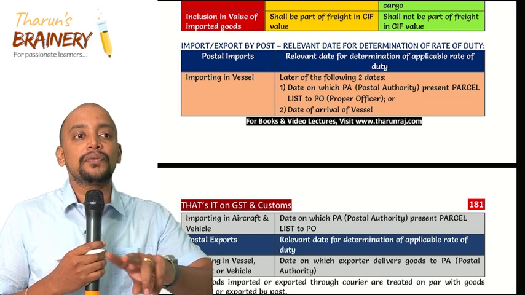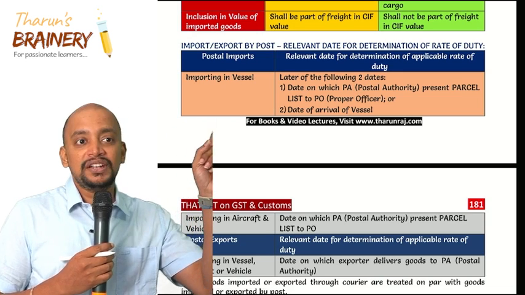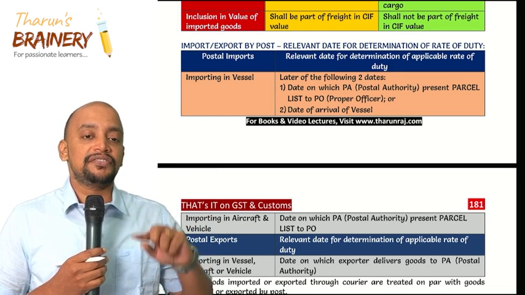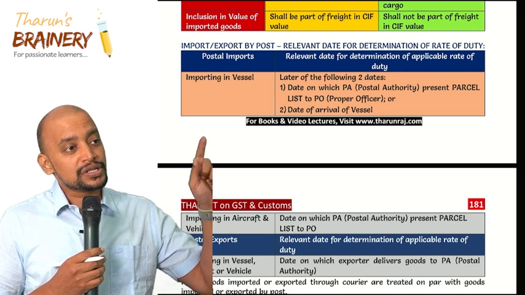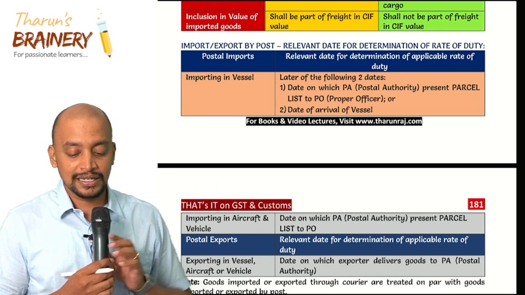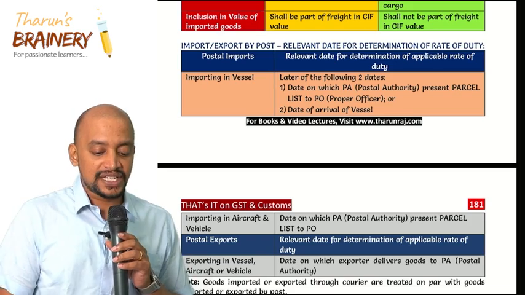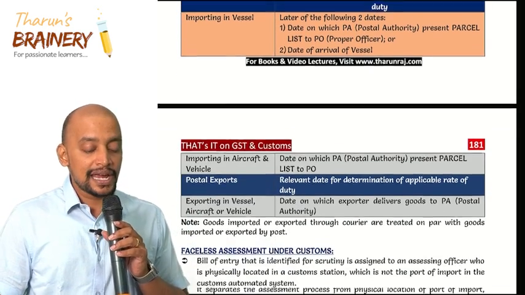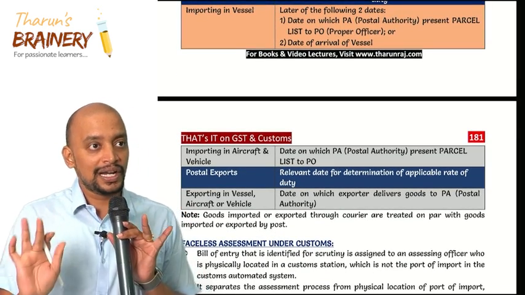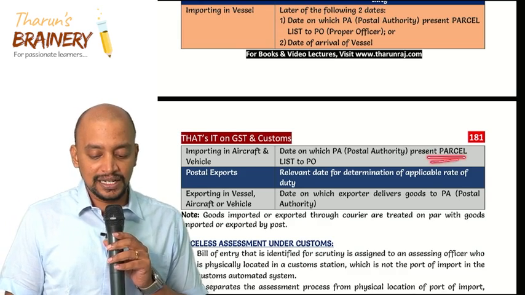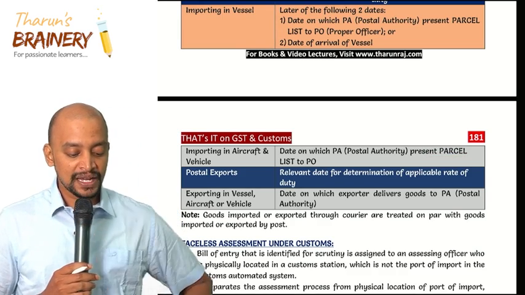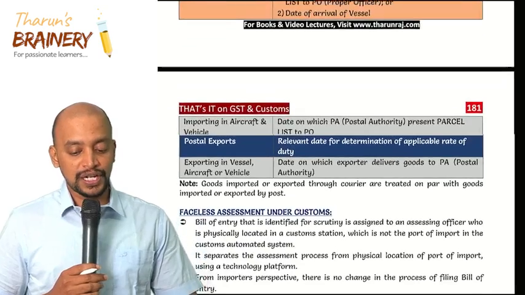That is as equivalent to bill of entry. Normally we file bill of entry, na. Instead of we filing bill of entry, postal authority will submit the parcel list. So that date or date of arrival of vessel, whichever is later. In case of aircraft or vehicle, only the date on which this parcel list is given to the proper officer. This is in case of postal imports.